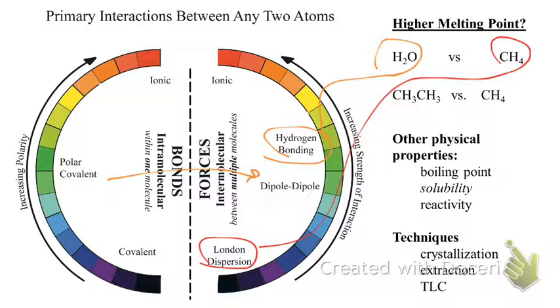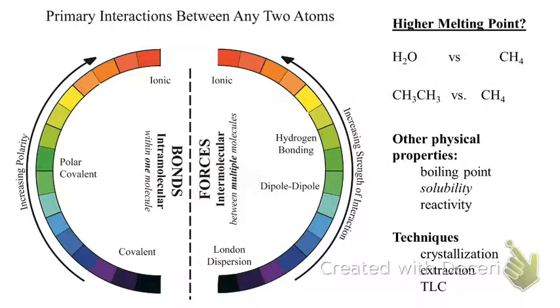What happens in that second case? Ethane versus methane. What types of bonds do we have in each of those? Good answer. They're all covalent. If we've got covalent bonds, what kind of forces do we have? London dispersion. We've got London dispersion forces, so we've got the same force in both of these. So we might initially predict that we can't determine which one has a higher melting point.